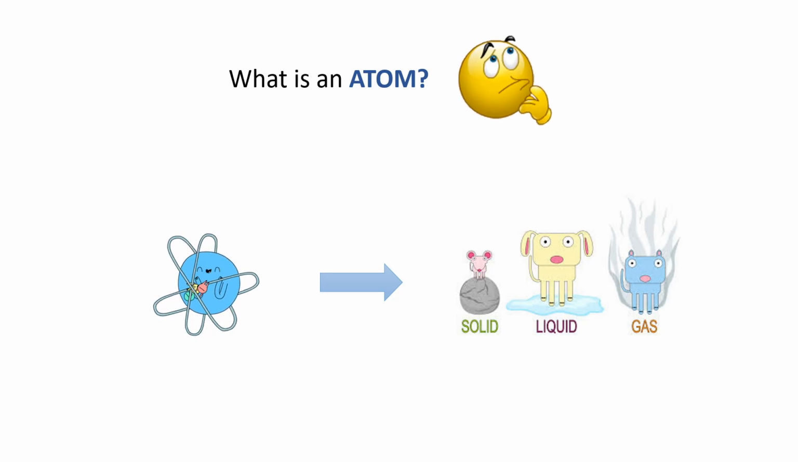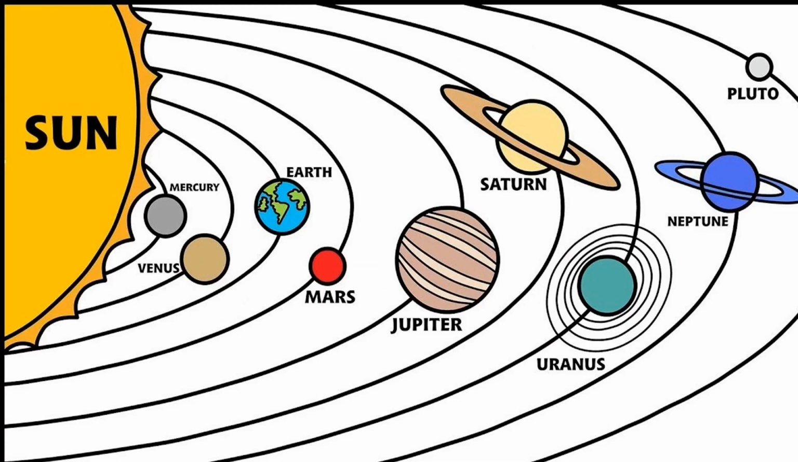Now let's see the structure of the smallest part, that is an atom, in more detail. The structure of an atom is very similar to the structure of our solar system. Like in our solar system, we have a sun in the middle, and many planets revolving around the sun in a fixed orbit. Similar to this solar system, our atom has a nucleus in the middle. And in the nucleus, we have two members of an atom. These are N and P.